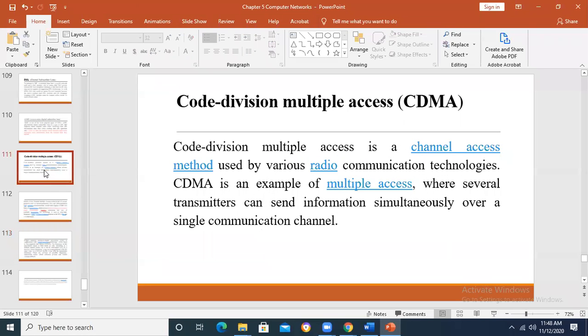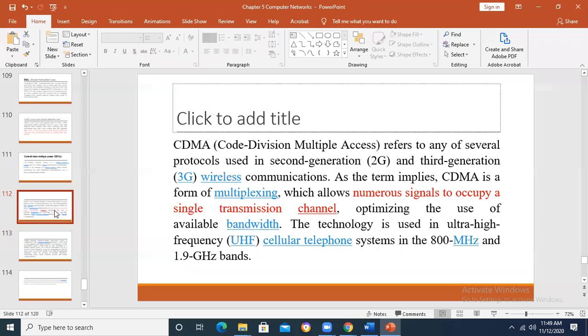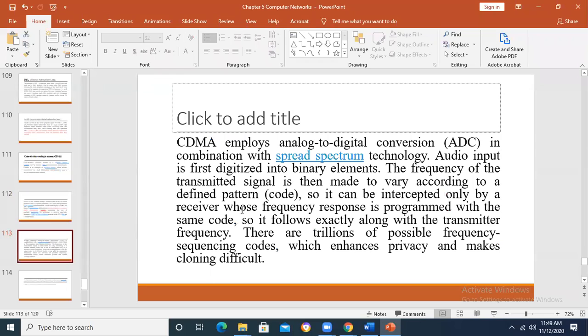First of all, if they ask you about CDMA, you will write that CDMA stands for code division multiple access. Number two, it is a wireless telephone communication technology. Number three, an important feature is that it supports multiple signal transmission through a single channel. It has high bandwidth, ultra high frequency with cellular communication ranging from 800 megahertz to 1.9 gigahertz. Simple. These are the key points that we have mentioned over here.